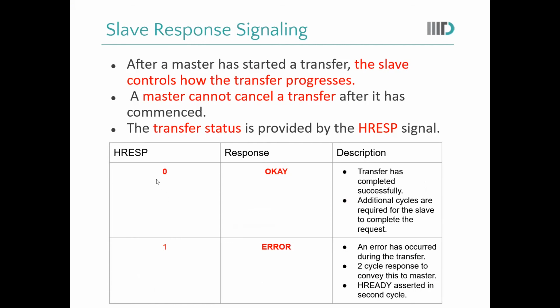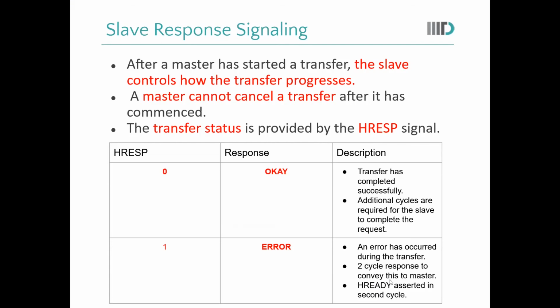The response signal from the slave is named HRESP. This can be OK or error. If it is low, it means OK. If it is high, it means there is an error in the transfer. And this error takes an additional cycle, meaning that the error response is a minimum of 2 cycles instead of 1. If the slave requires more cycles to generate an error response, more cycles can be inserted.